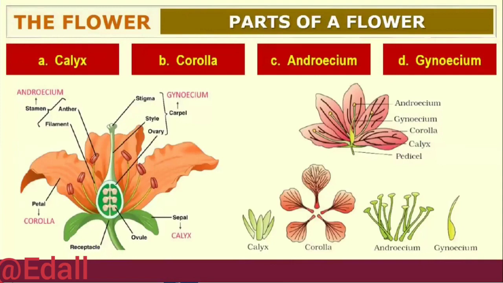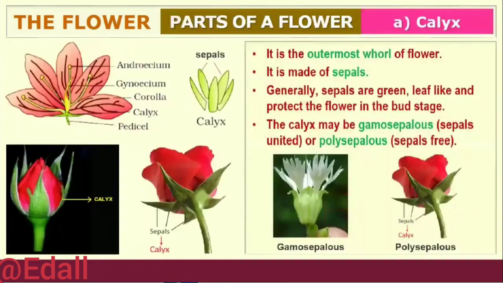5.5.1 Parts of a flower. Each flower normally has 4 floral whorls, viz., calyx, corolla, androecium and gynoecium. 5.5.1.1 Calyx. The calyx is the outermost whorl of the flower and the members are called sepals. Generally, sepals are green, leaf-like and protect the flower in the bud stage. The calyx may be gamosepalous, sepals united, or polysepalous, sepals free.